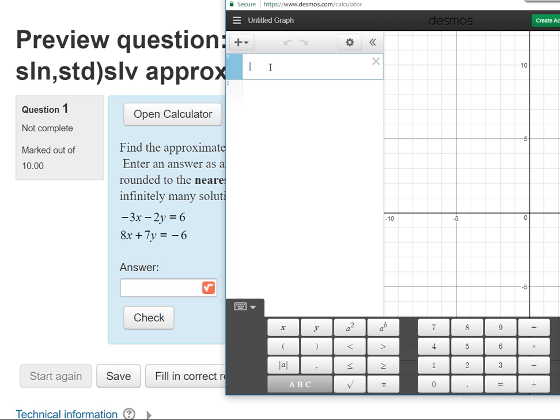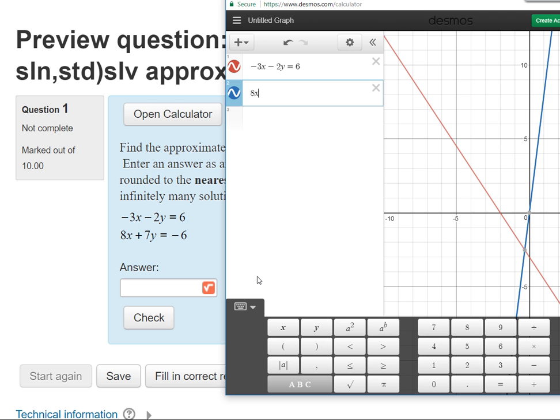When you're using Desmos, what's nice is you don't have to solve for y. I can just type in this first line just the way it is: -3x minus 2y equals 6. There's the line. Then I'll hit enter, go down to the next line, and put in the other one: 8x plus 7y equals -6. There it is. So there's the graph on Desmos.